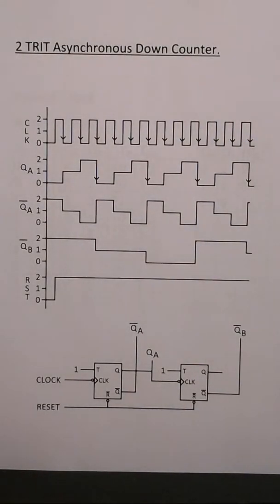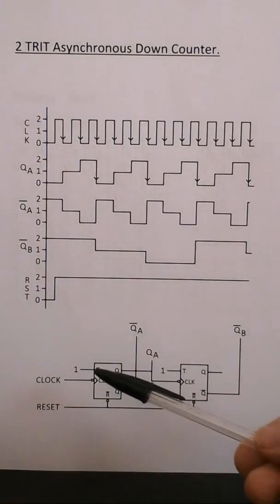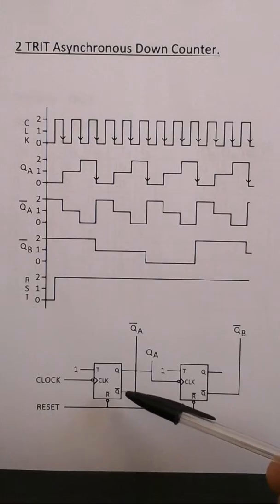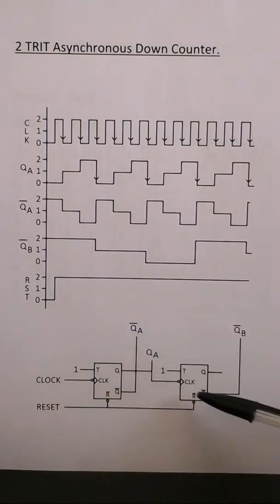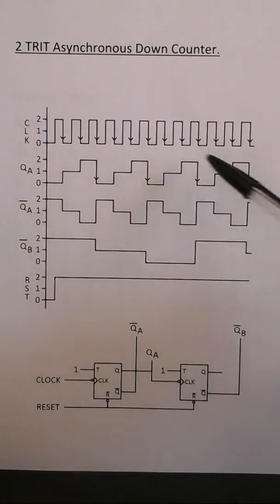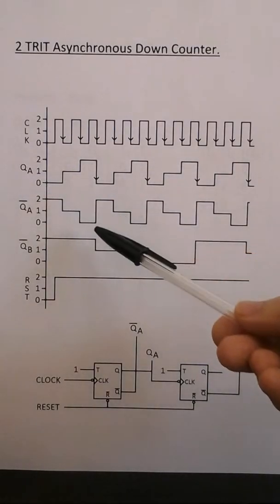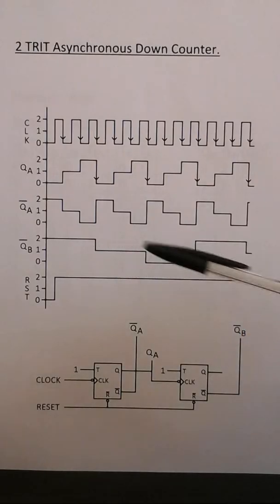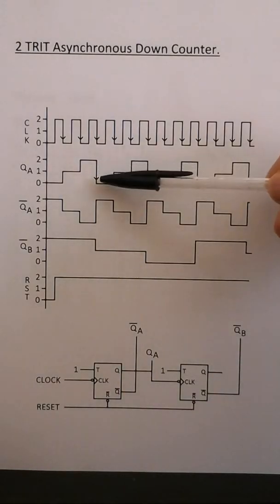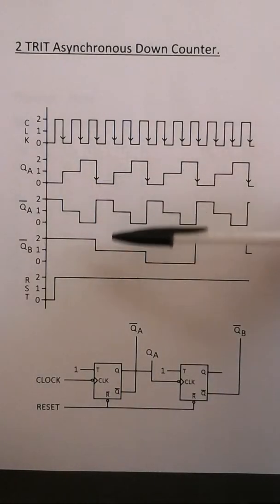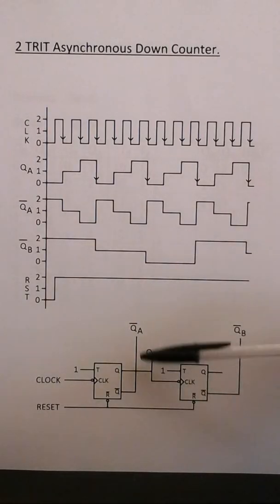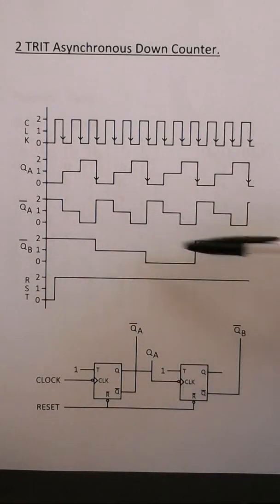Here we have a 2-trit down counter. This is the timing diagram and this is the circuit diagram. And basically the circuit is the same as the up counter, except the outputs are taken from Q bar for both flip-flops. So QA counts up as before, not QA counts down, and on the negative edge of QA, QB, which is fed from QA, counts down.